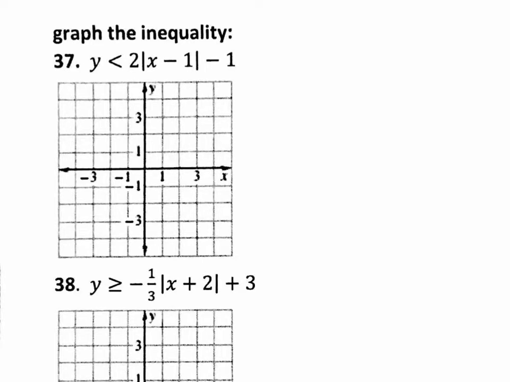So first, identify your HK value. Again, H, think opposite. K, take it for what it is. So your most important point is positive 1, negative 1. So positive 1 on the X, negative 1 on the Y. Let's put a dot right there.